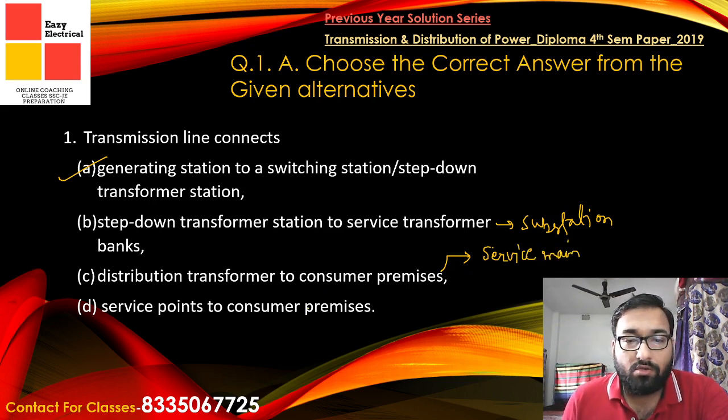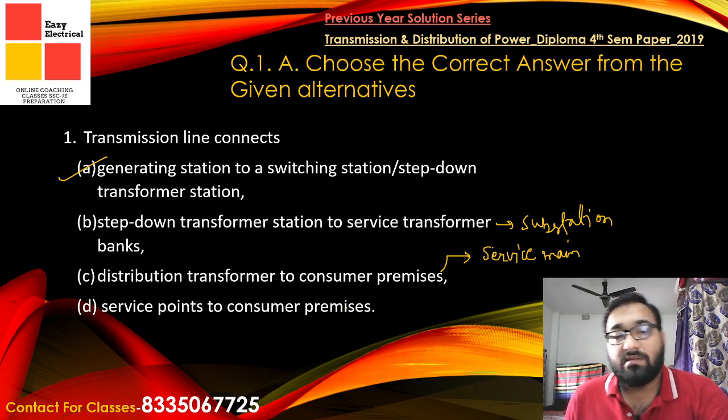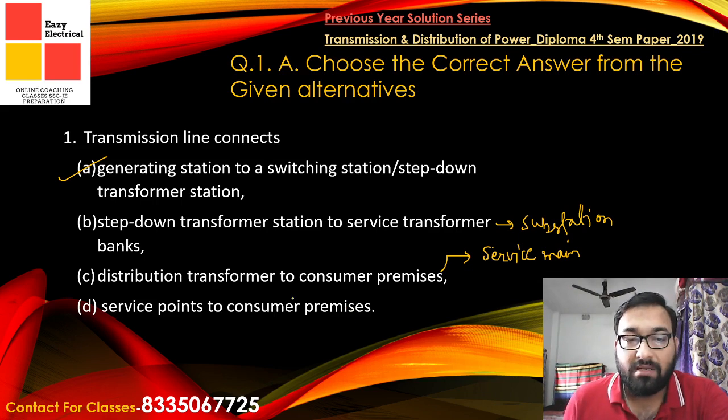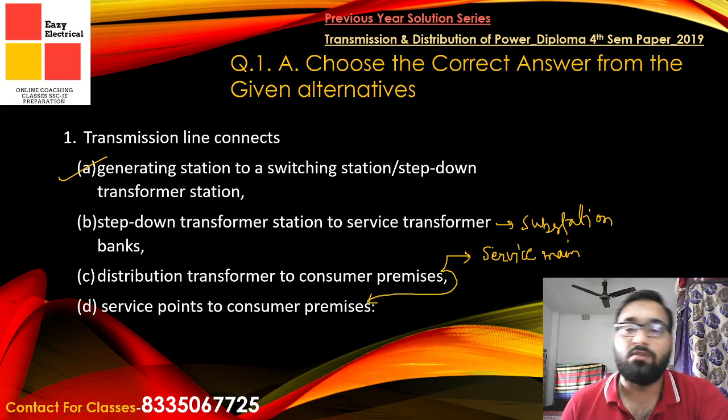Service points to the consumer premises is also the same thing. Distribution transformer to the consumer premises, basically we call it the supply that we are giving through the distributor, and this part we call service mains. That is, service points to a consumer premises is basically service mains.